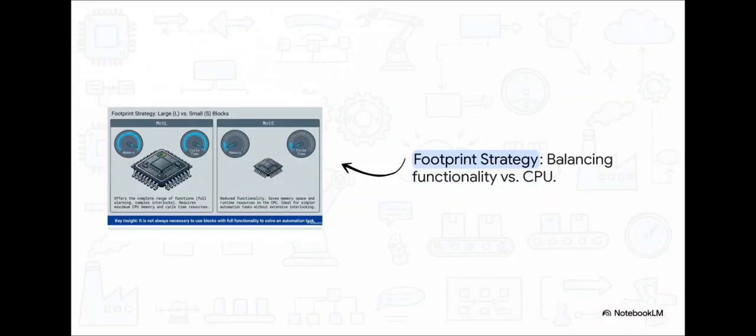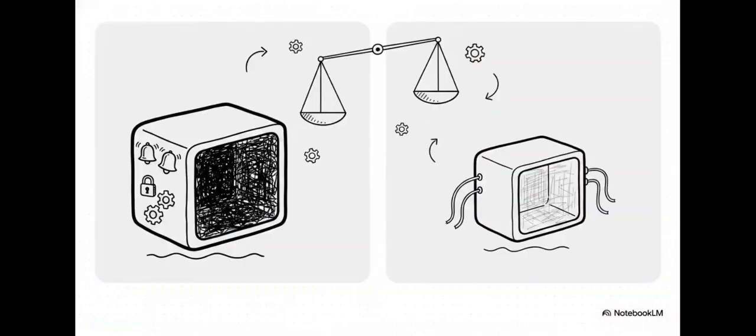When exactly do you use a large block versus a small block? It's a constant balancing act, choosing between having every possible bell and whistle or saving precious CPU memory and cycle times. The trade-offs here are actually incredibly clear. Large blocks offer maximum functions. We're talking full alarming, complex interlocks, but they absolutely eat up memory. Small blocks, on the other hand, offer reduced functionality to save runtime resources. The main takeaway? You simply don't always need full, complex functionality to solve a simpler automation task. Sometimes, efficiency is just as critical as capability.